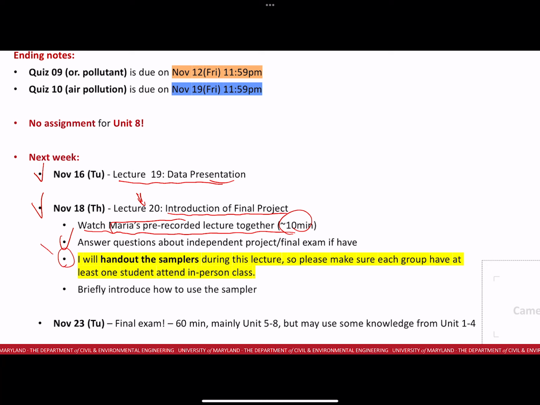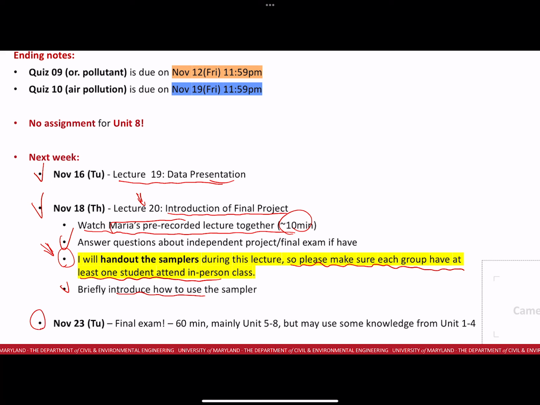But here is the most important thing. On Thursday next week, I will hand out the sampler during the lecture. So make sure each group or each squad has at least one student come to class here. You can discuss among yourselves, but at least one person from each group should come, so I can give you the sampler, and I will give a brief introduction about how to use the sampler, because we are going to use it in the final project.